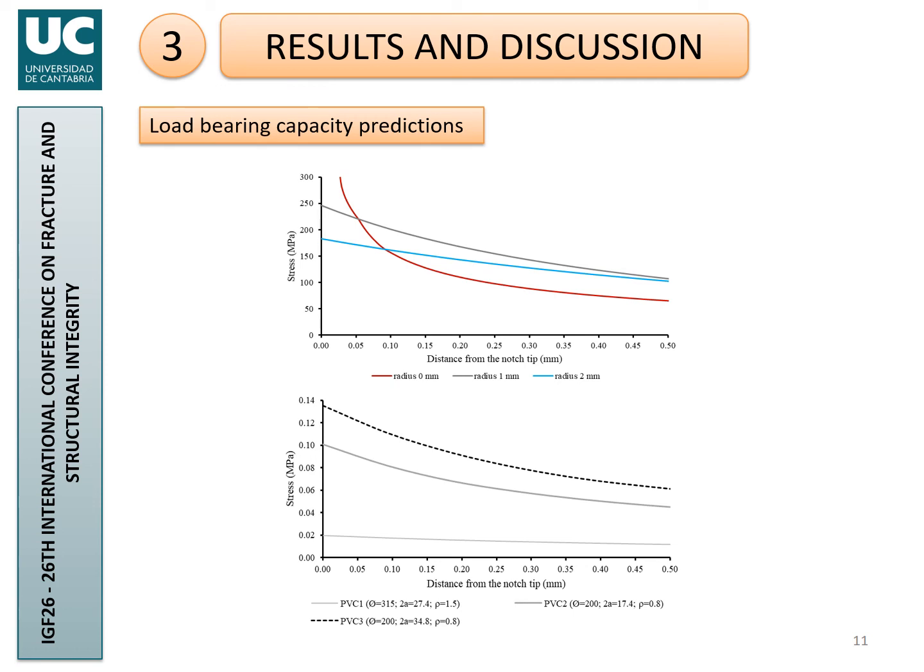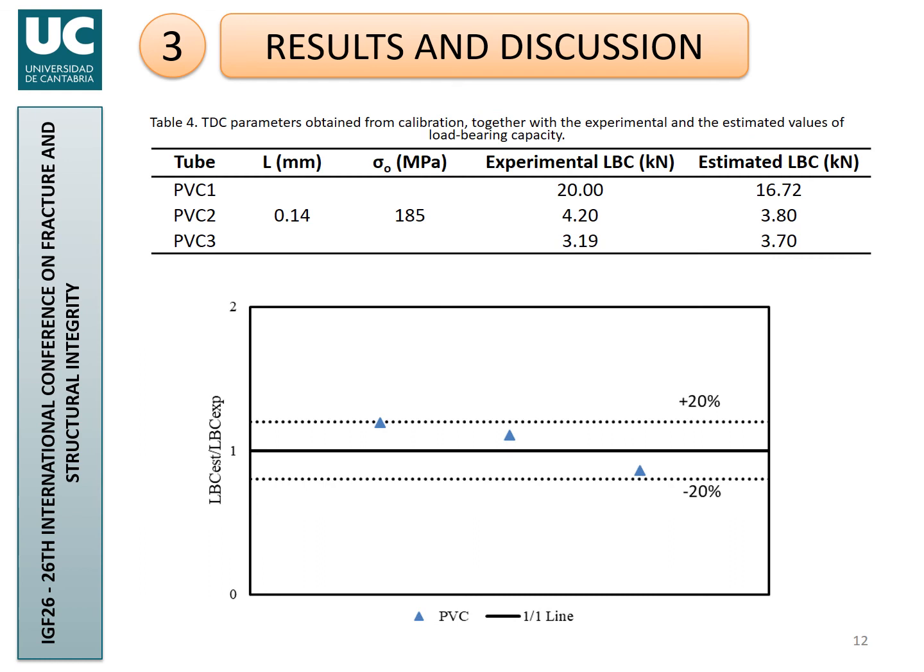And these results on the bottom are the stress fields on the notch tip of the demonstrators, which are subsequently scaled to derive the load bearing capacity estimations. And here you have the results. From the fracture calibration tests, we obtained these parameters for the PVC, and by using them on the demonstrators, we obtain these estimations of the load bearing capacity that can be directly compared with the experimental values.